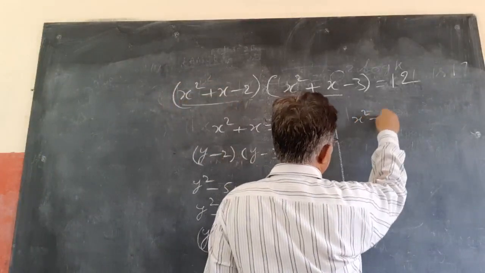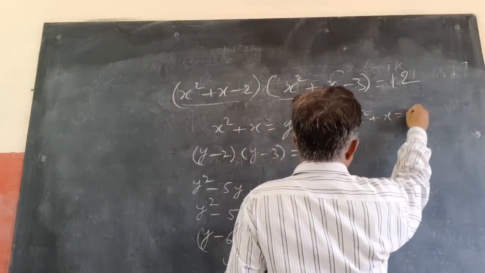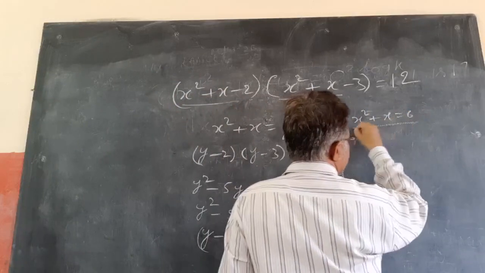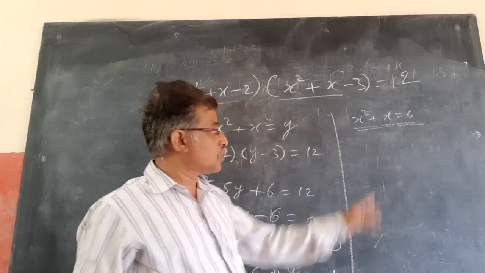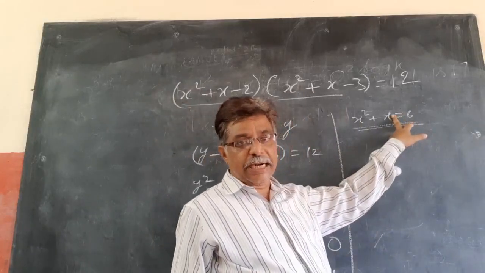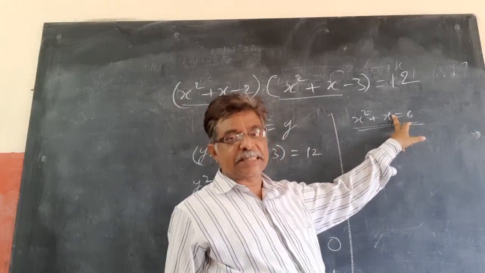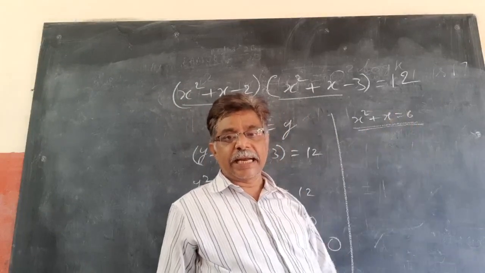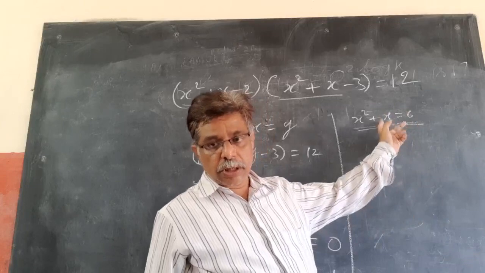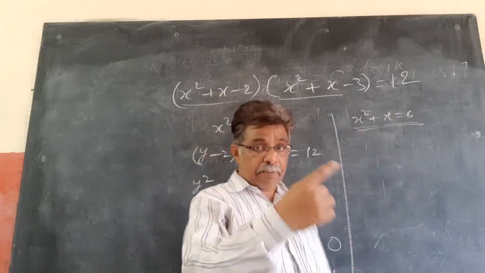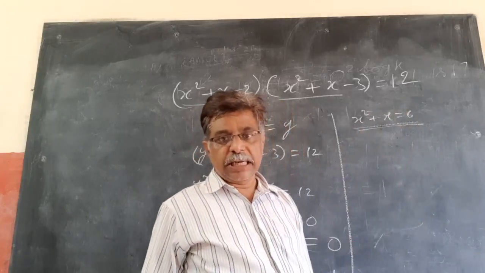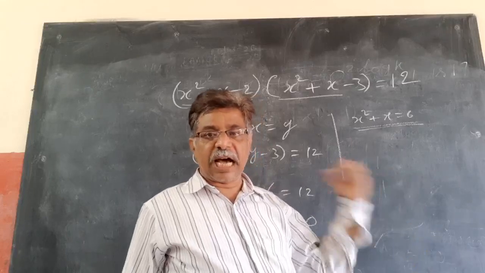So x square plus x equal to 6 always contains real roots, because if I bring the 6 to this side and factorize, 6 is 3 into 2, so plus 3 minus 2 gives me direct roots. So both are real roots. Now he is asking the sum of non-real roots.